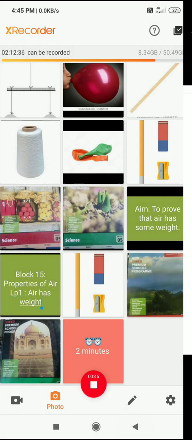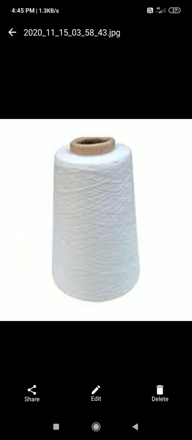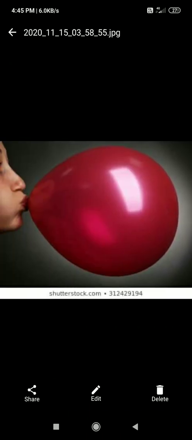So for the activity, students, you need two deflated balloons. Deflated means like this. Okay, now then what you need? Thread, one linear stick, straight stick. You have to blow two balloons.